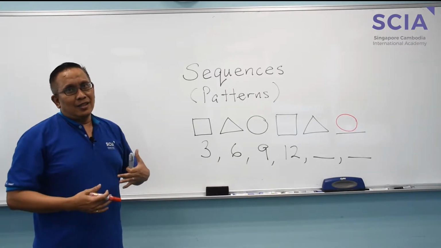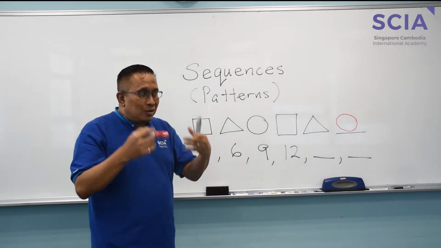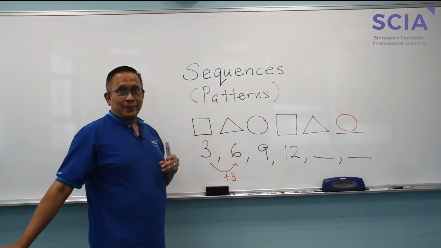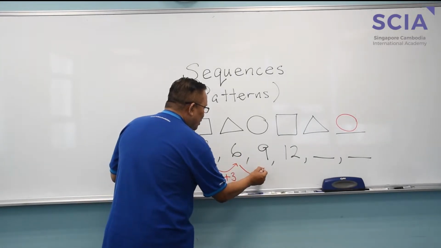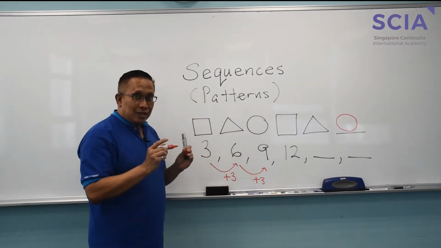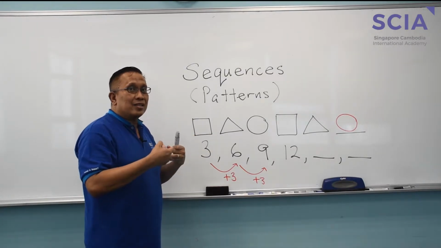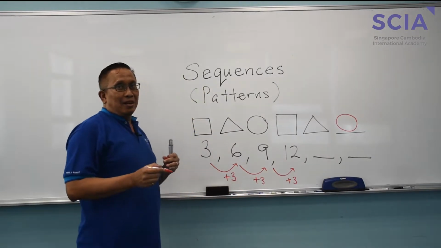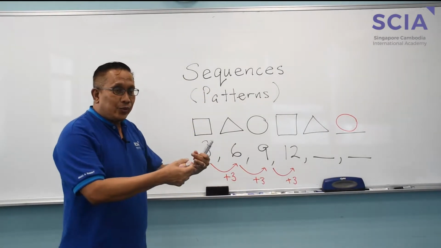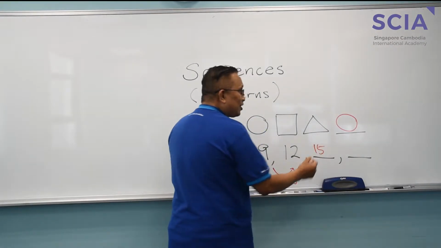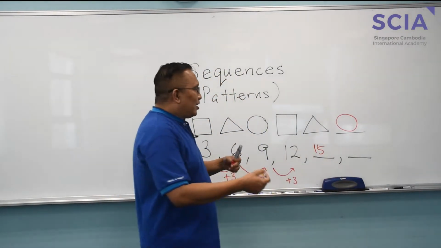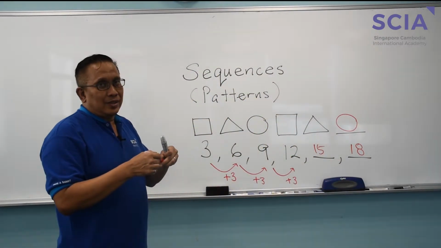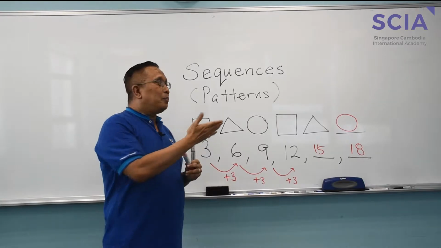You haven't learned the multiplication tables yet, but you know from this number to this number I need to add 3, and from this number to this number I add 3. There you go. That means every consecutive number, you add 3, and therefore the next number must be 12 plus 3, 15, and the next number 15 plus 3 is 18. So this is a review. This is what you have done in terms of sequences or patterns.